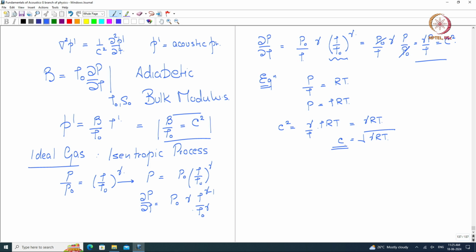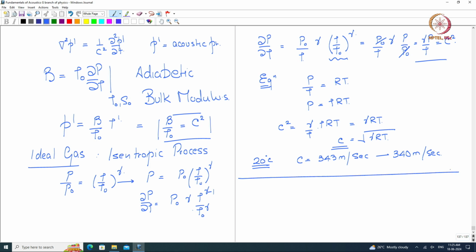Okay. So at say 20 degrees centigrade, which we will consider as room temperature, c turns out to be about 343 meters per second, and we will use 340 in our homework calculations. Okay.